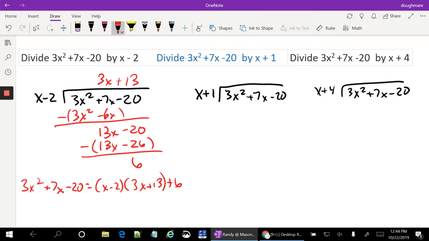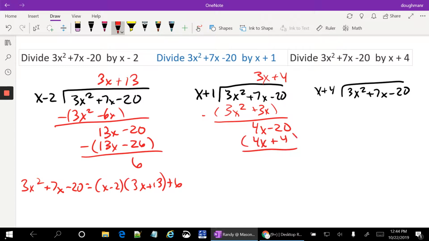Okay, more over here. X plus 1, so I believe that's a 3 again. So that's 3x squared plus 3x. And then I'm subtracting. So that means I got a 4x minus 20. So I believe I add 4. So that's 4x plus 4. Subtracting, I believe I'm left with a negative 24.